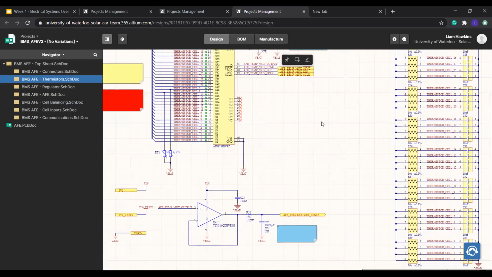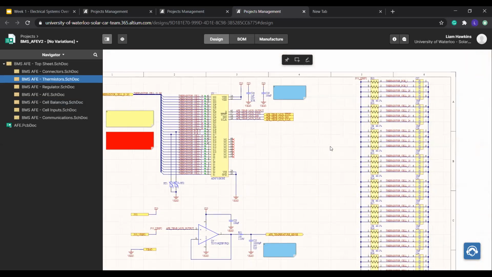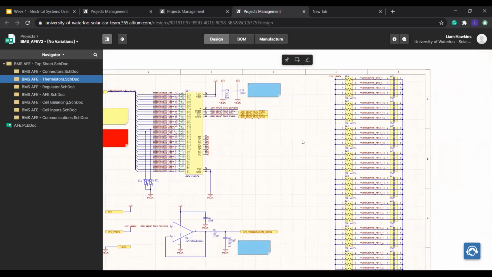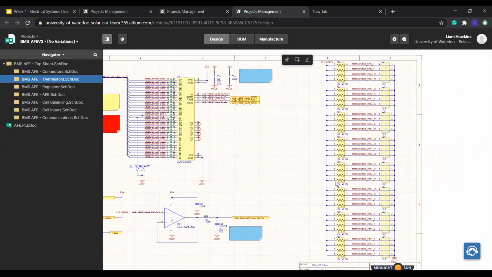And then each AFE has 32 thermistor inputs. So these are used for measuring the temperature of the cells. And then also there's 2 onboard thermistors that are used to measure the temperature of the balancing resistors to make sure they're not getting too hot.